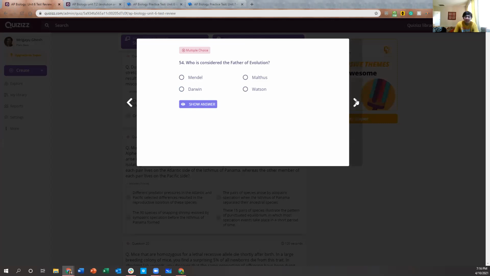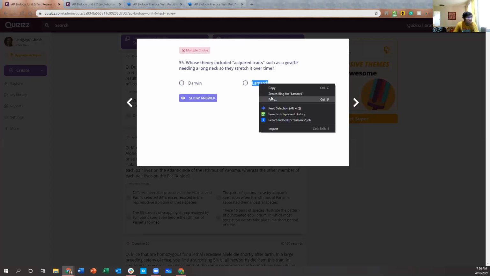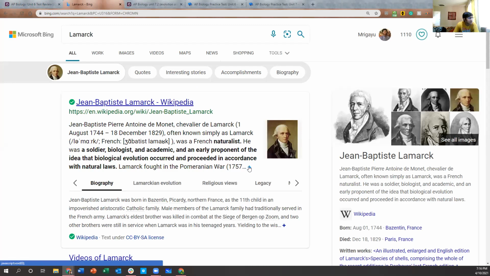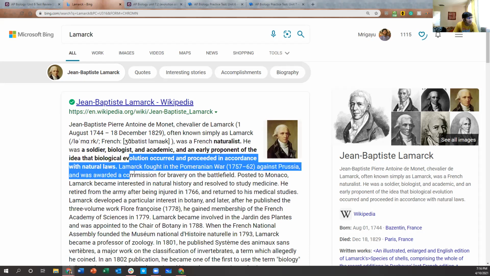He theorized natural selection. Whose theory included acquired traits such as a giraffe needing a long neck so that they stretch over time? I only know about Darwin. I don't know about Lamarck. So I would have just picked Darwin, but it's Lamarck here. So don't worry about that question. Lamarck must have studied acquired traits. Actually, let's search him up because it doesn't hurt to learn more. Obviously, you don't need to know this for the test, but he was a French naturalist, Jean-Baptiste Lamarck, and he was an early proponent of the idea that biological evolution occurred and proceeded in accordance with natural laws.